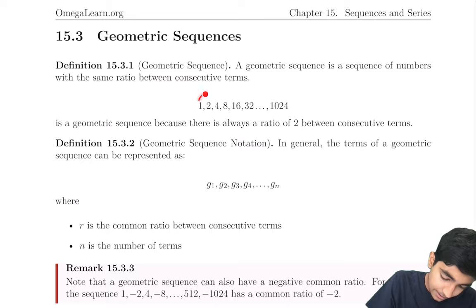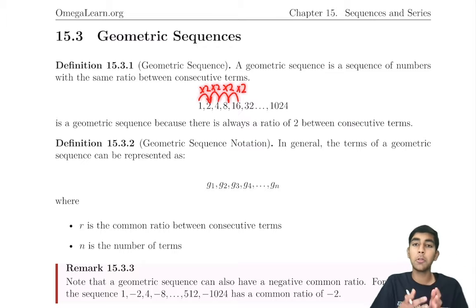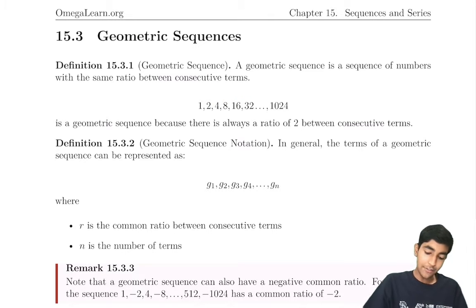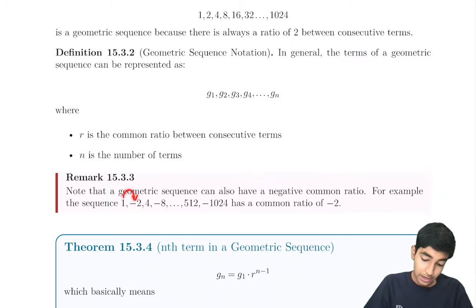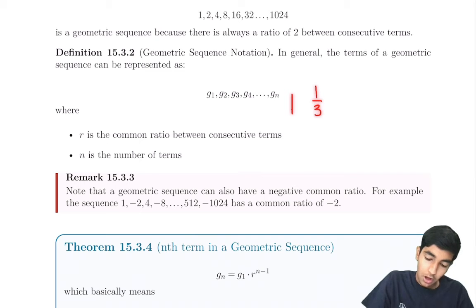And look here, this is an example of a geometric sequence because the common ratio is 2. We're always multiplying by 2 for every term. And it can also have a negative common ratio or a ratio that's fractional. So it could be something like this: 1/3, 1/9, 1/27, and so on.